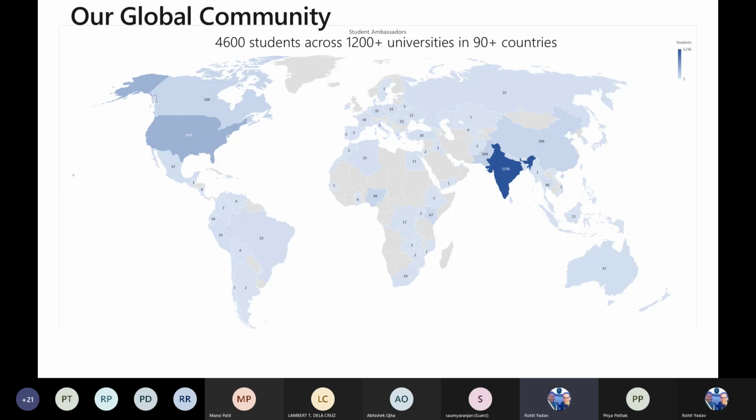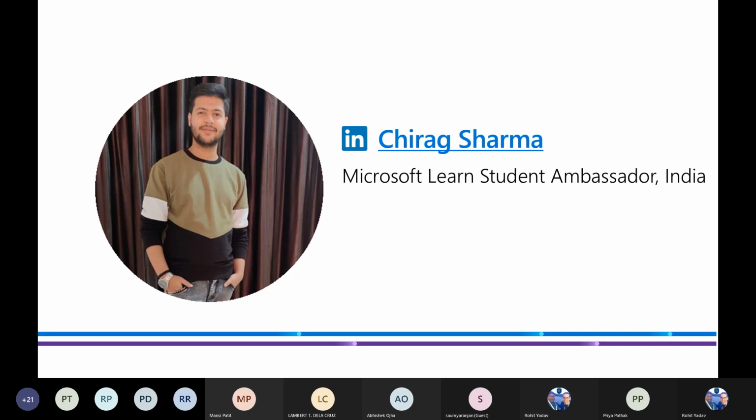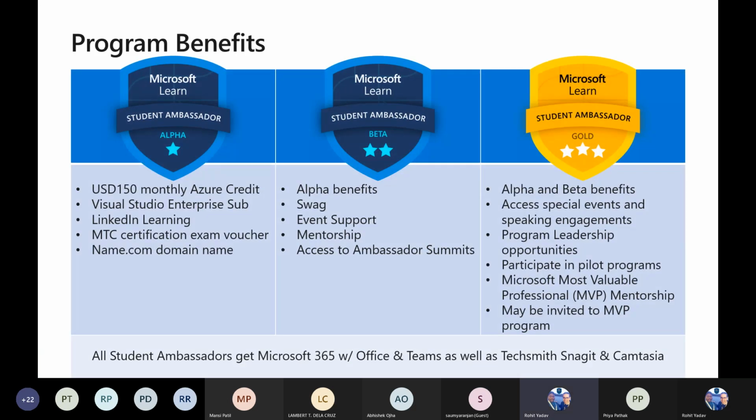We have around 4600 plus ambassadors spanning across 1200 universities in 90 plus countries. So you can see the impact that we have. We are a global community, so it is always awesome to be a part of a global community, right? All right. We have three milestones, and you can see the benefits that are present over here. We receive a lot of benefits directly from Microsoft, and this is not a small deal, because receiving these resources directly for your participation in the program is huge. And you get to contribute to the community. You can host events and do a lot of stuff apart from your college life. So this is a great community to be a part of.